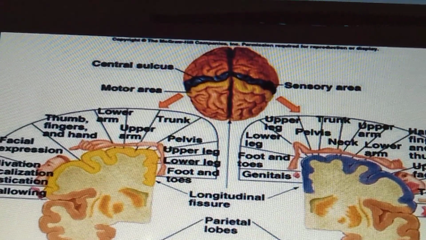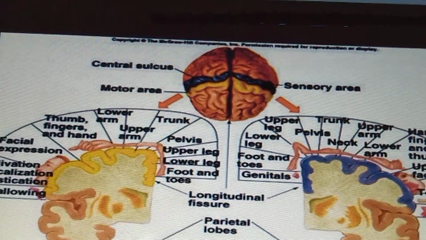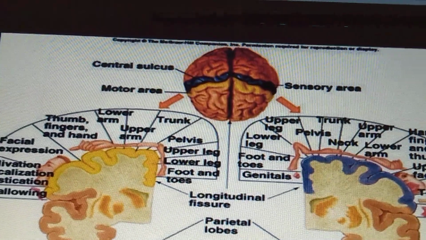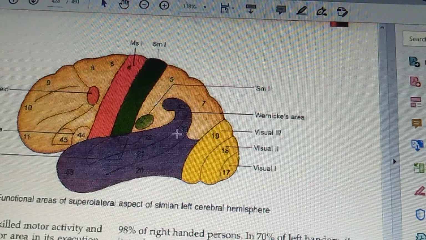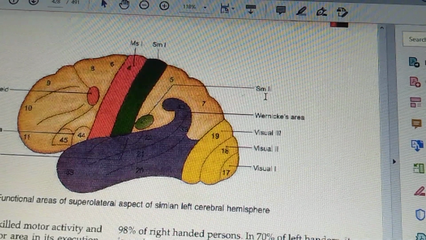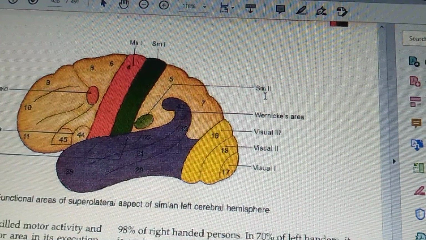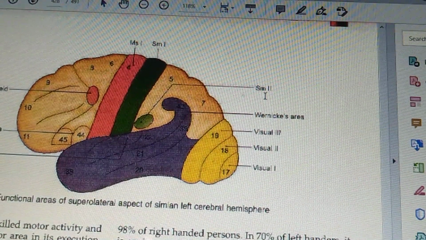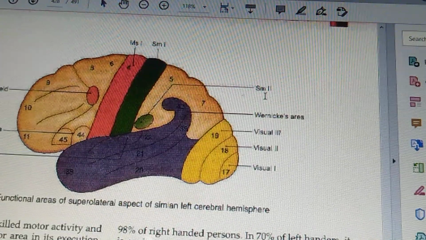Second is the second somesthetic area. Now coming back to the original diagram, here you will find SM2 is shown. In this you can see SM2. Now this second somesthetic area is also known as the second somatosensory area. It has been demonstrated in the primates including the humans.